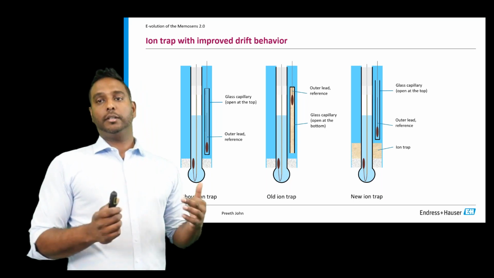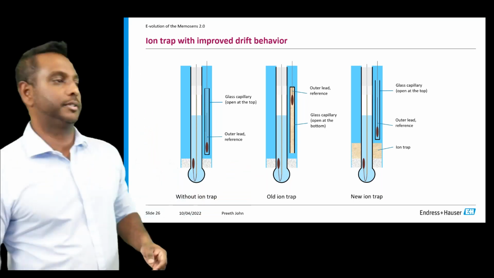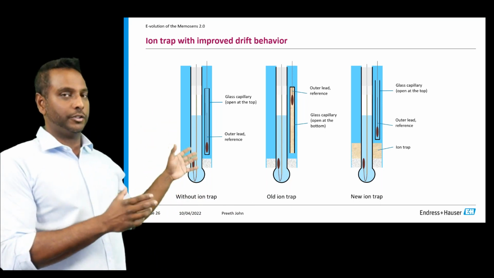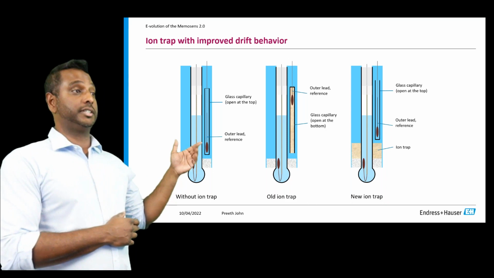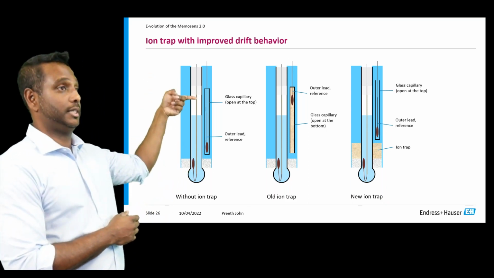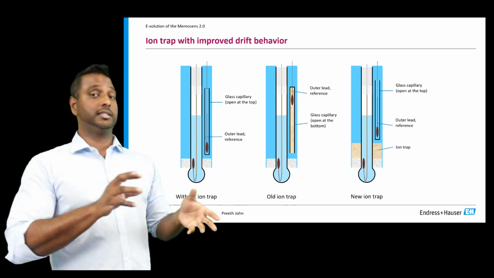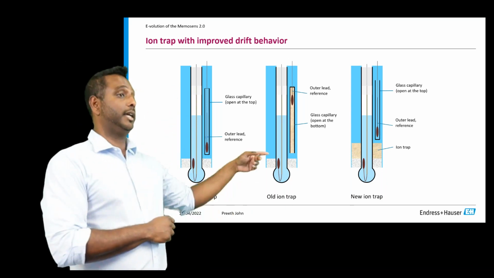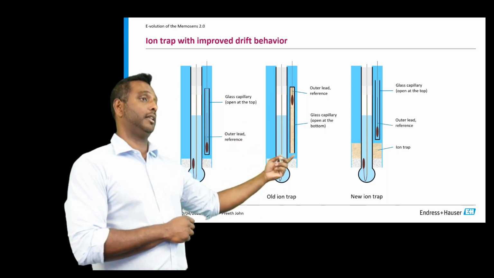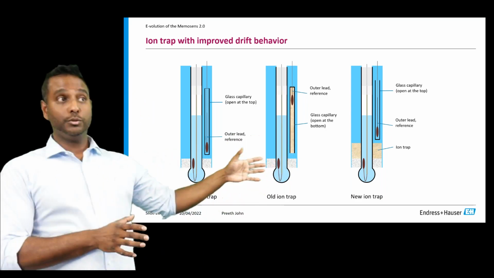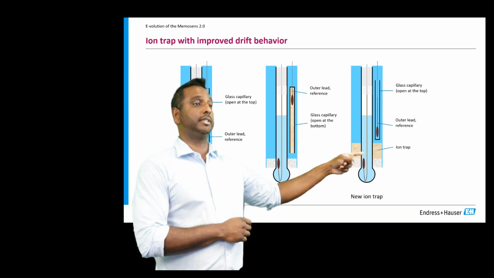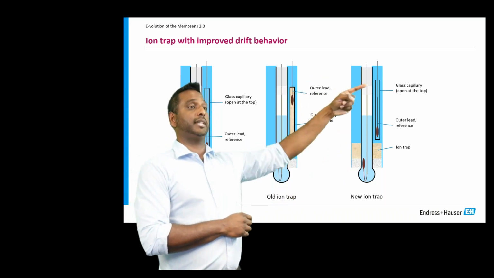So the story with the ion traps. So here we can see a bit of a graphic example of a unit without an ion trap. You can see that the outer lead reference is within a glass capillary, but it's open at the top. The old one, so this is the one that has the Memosens first generation, it has an ion trap within the glass capillary, okay? And it's open at the bottom. So the new one will have an ion trap surrounding the entire circumference down here, and the glass capillary is actually open at the top.